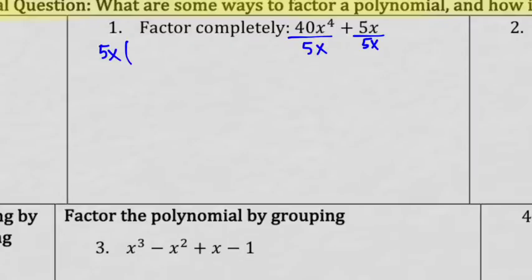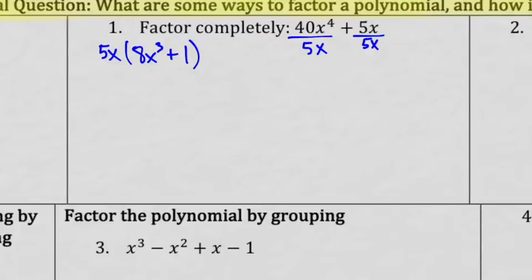40 divided by 5 is 8. X to the fourth divided by x. The rule for division of powers is to subtract the exponents, right? So 4 minus 1 is 3. X to the third. Plus 5 divided by 5 is 1. X divided by x is 1. So that whole thing is just 1. It does not go away and become 0. Okay, it's 5 over 5, which is 1. Or x over x, which is still 1.